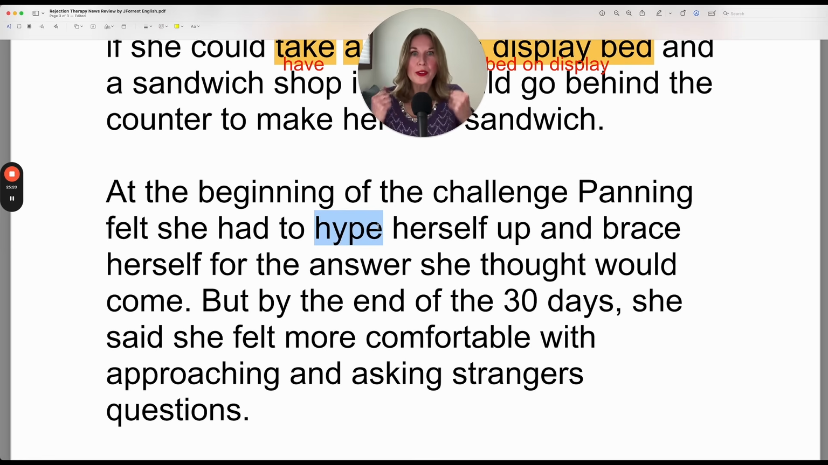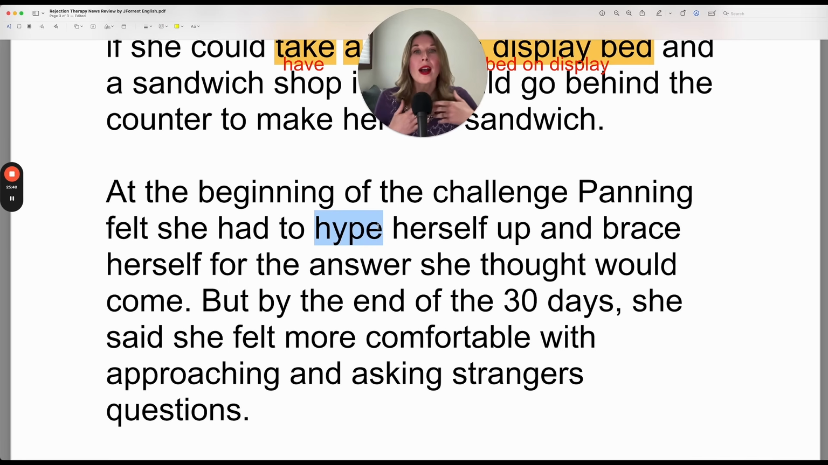So if you hype yourself up, it means that you purposely try to get yourself excited or energized because you don't feel that way now. So before you go to the gym, for example, you might have to hype yourself up because you actually want to stay home. So you have to energize yourself, excite yourself, hype yourself up to do the action.